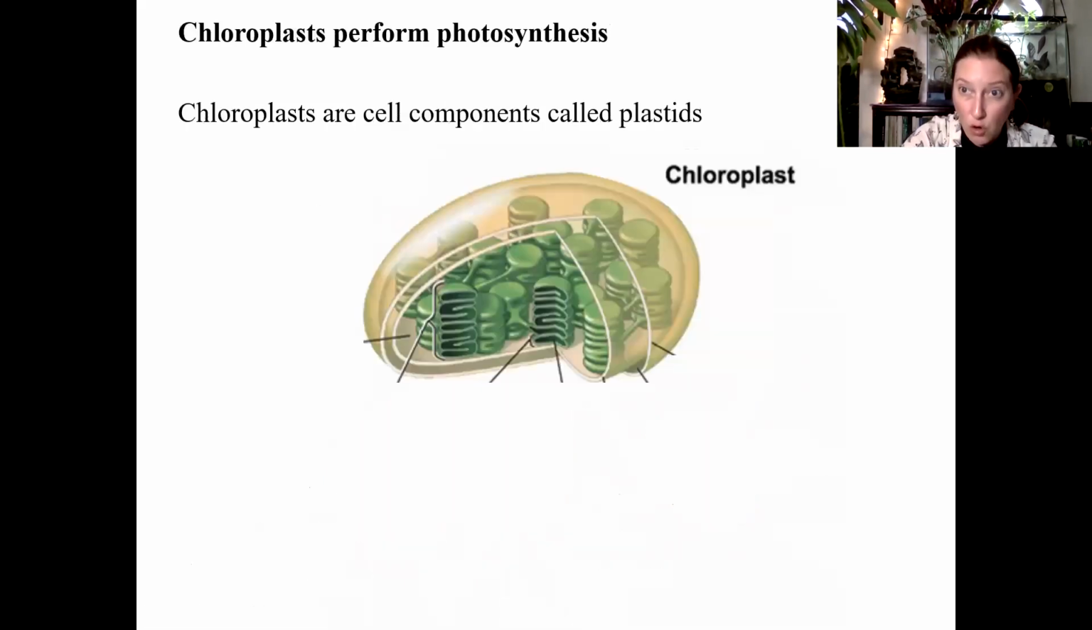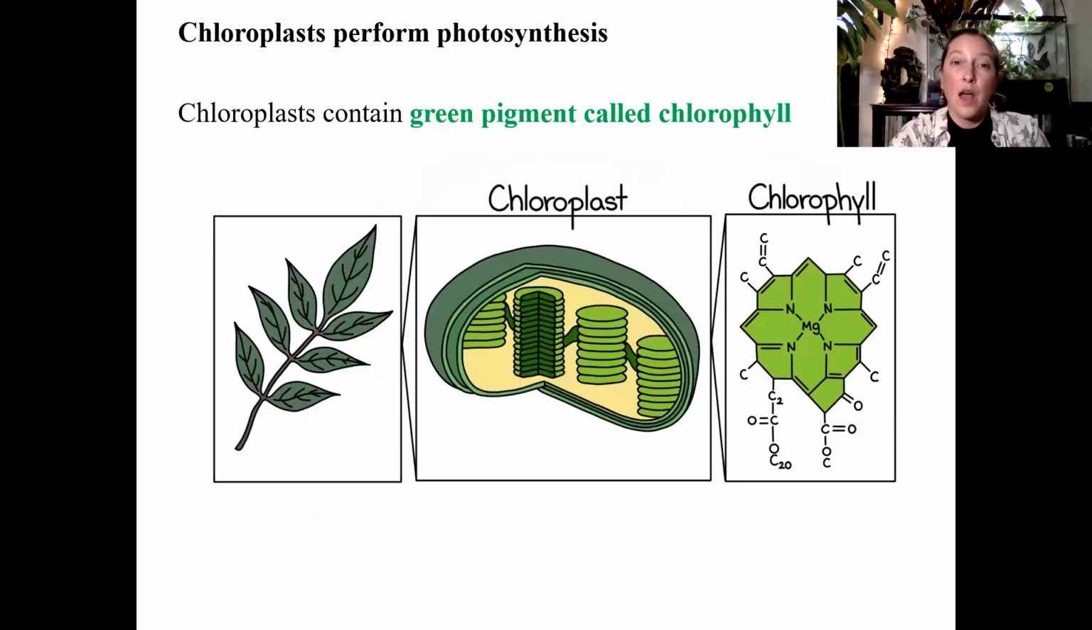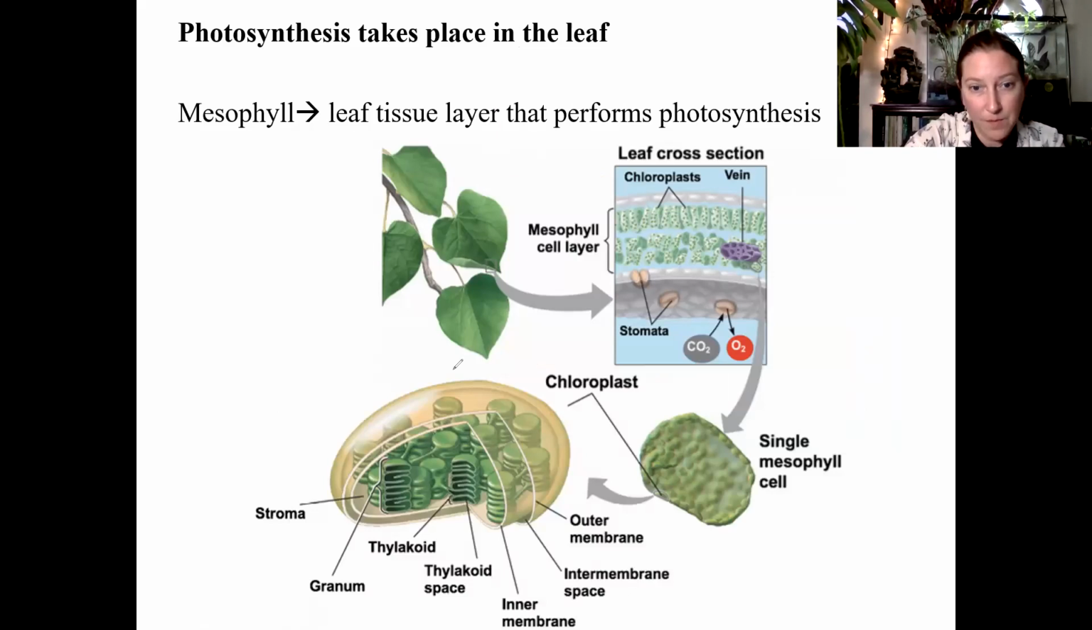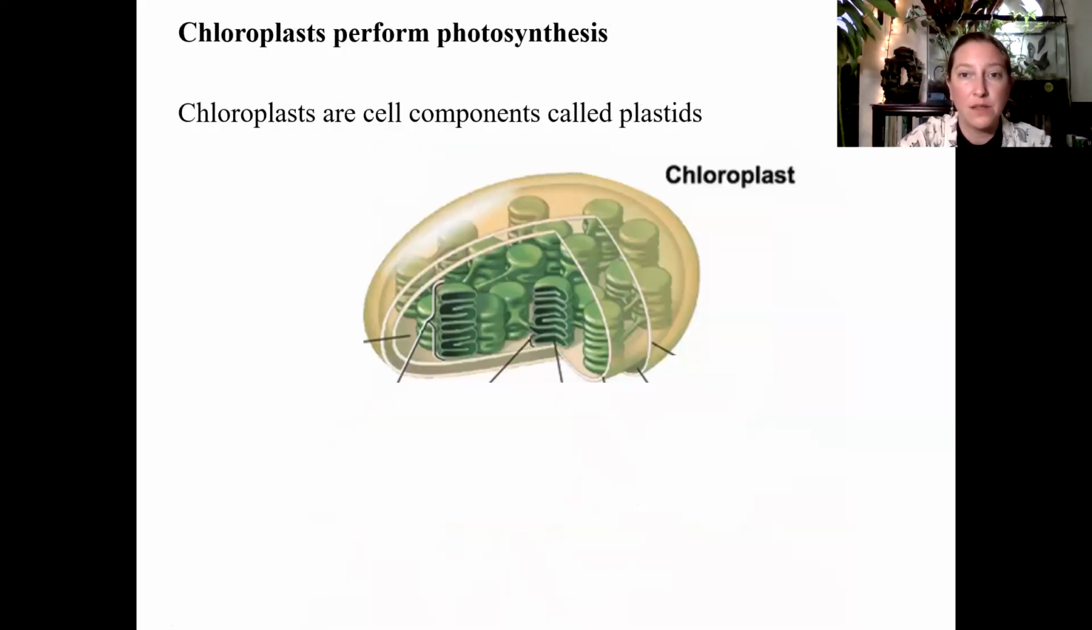Okay. So this is that chloroplast again. And chloroplasts are special cells that are called plastids. You don't need to know that for this course. It's okay. And inside of each chloroplast, the thylakoids look green, right? And that's because the thylakoids have a green pigment in them. And that green pigment is chlorophyll. Pigment like a dye, right?